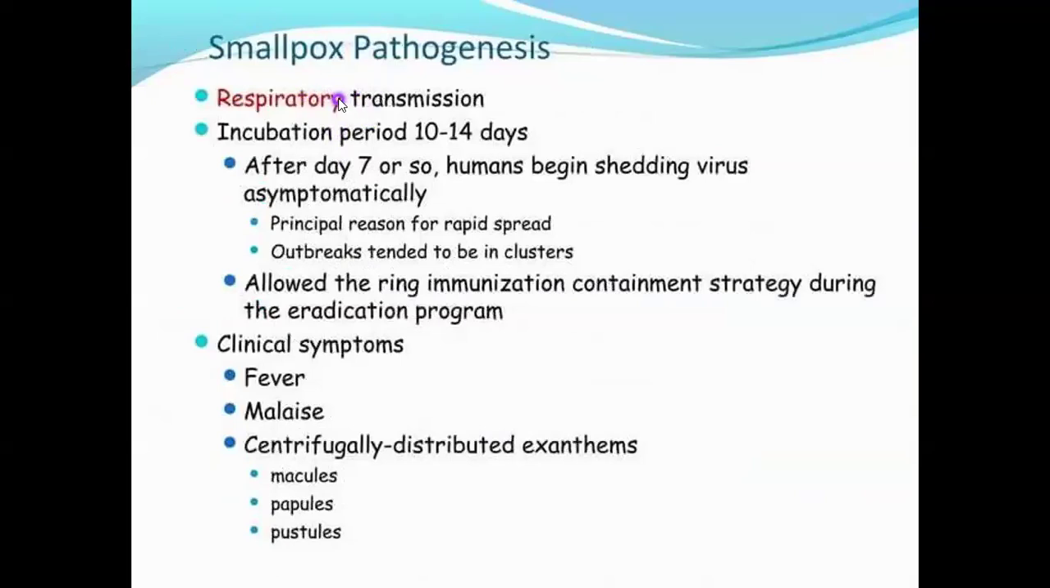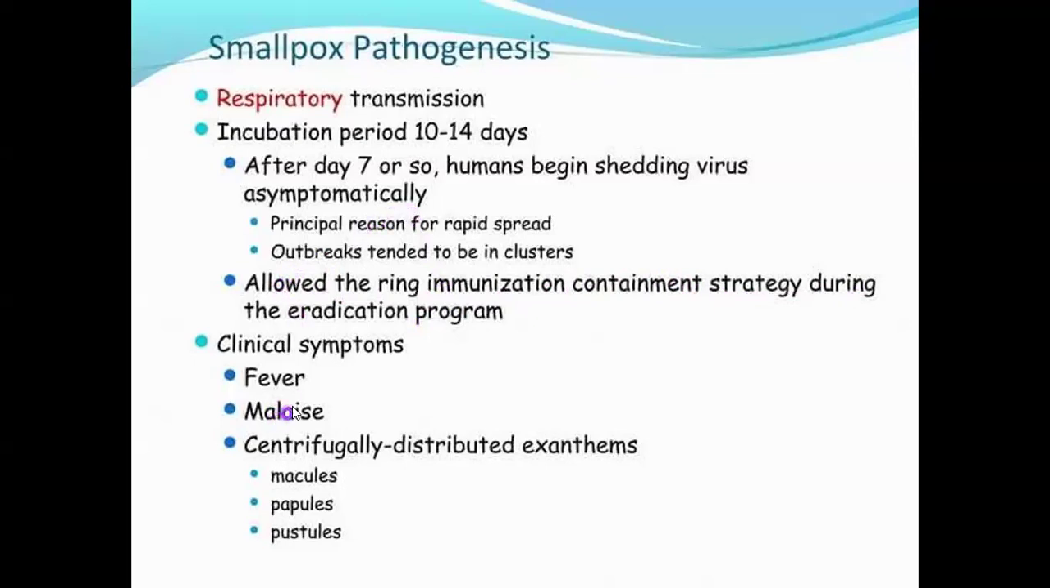So pathogenesis, as we said, respiratory transmission. Incubation period, 10 to 14 days. After day 7 or so, human beings begin shedding virus asymptomatically, the principal reason for rapid spread. So outbreaks tended to be in clusters, like if you're in an enclosed place, like dormitories or classrooms, where you share commodities with people. This allowed the ring immunization containment strategy during the eradication program, okay?